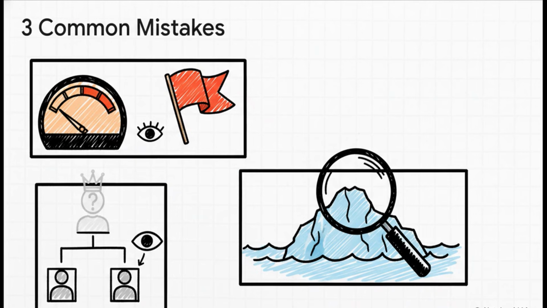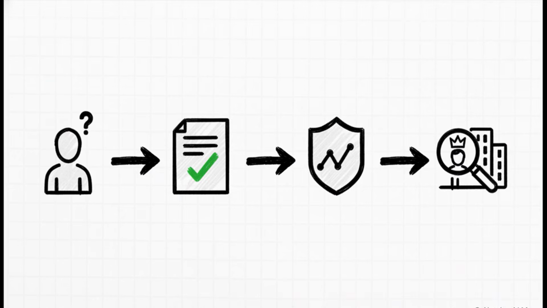And finally, the cardinal sin, ignoring the UBO. If you stop at the company name and don't dig deeper to find the real person in control, you haven't really done your job. So let's wrap this all up. What's the takeaway? Effective onboarding really boils down to these 4 things. Identify who your customer is, verify that they're telling the truth, assess the level of risk they bring, and find the true owner. If you can nail these 4 actions, you are well on your way to being a top-tier compliance pro.